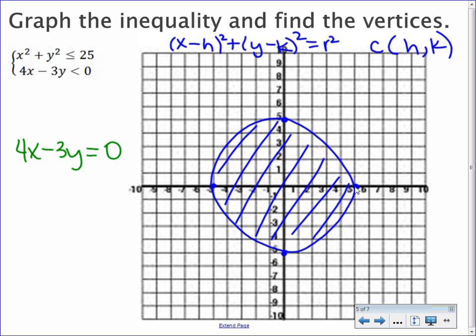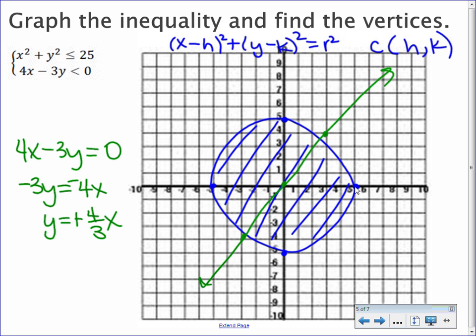Solve for y? Yeah. So negative 3y equals negative 4x, which means y equals 4/3 x. What's our y-intercept? 0, and we have a slope of? 4/3. Oh, it is dashed. Thanks, Katie.